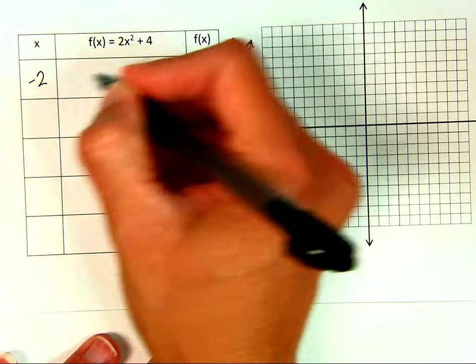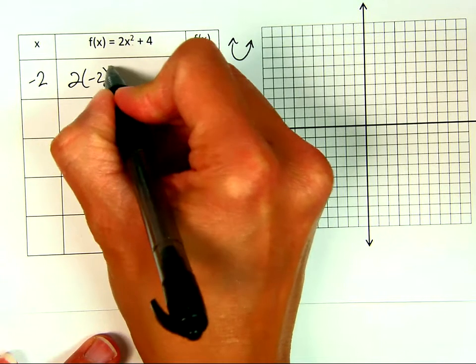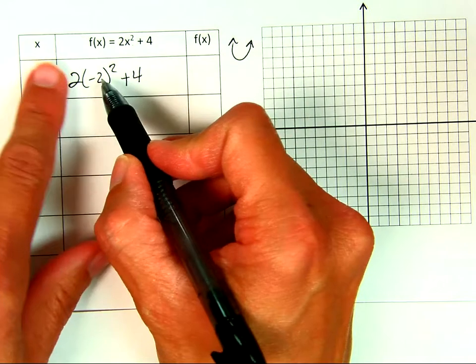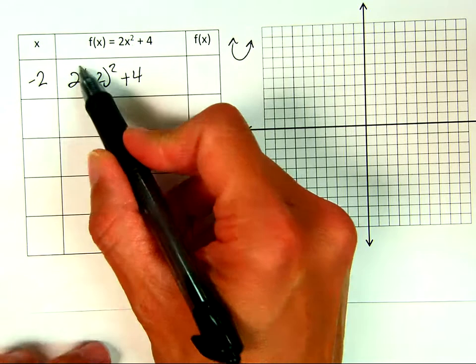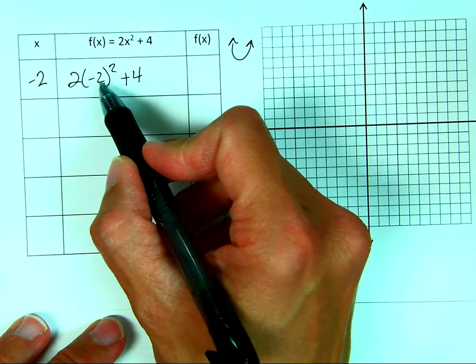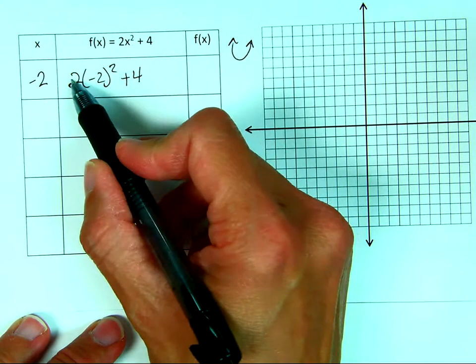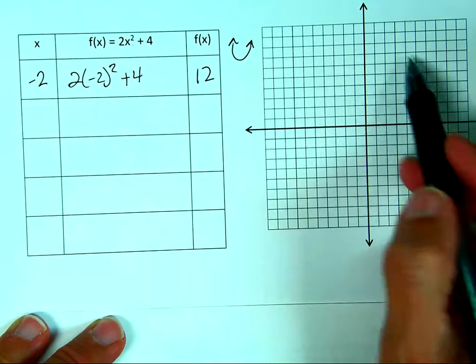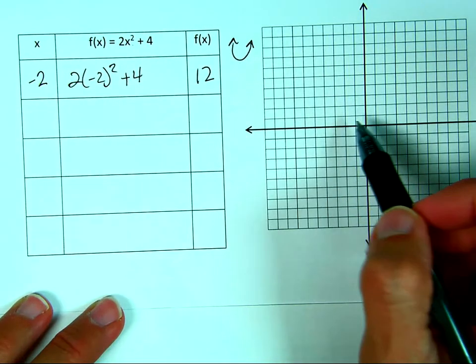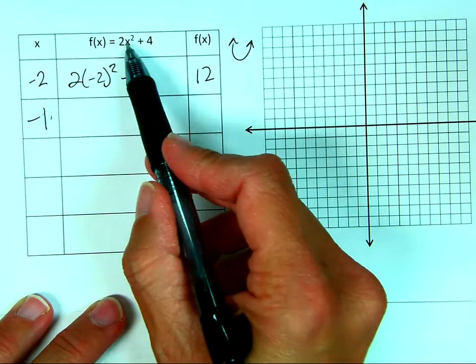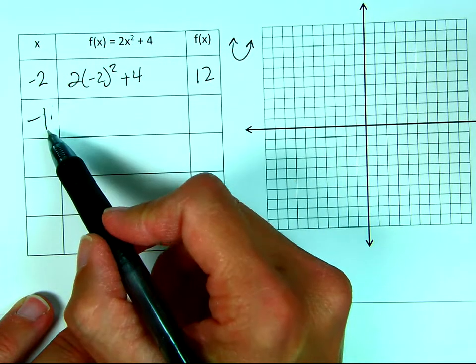If we start with a -2, and some people have a hard time with this, you have to square this part first. You got to ignore that 2 on the outside and square the -2. When you square the -2, -2 times -2 is 4, times 2 is 8, plus 4 is 12. So that's kind of off my grid. So I'm going to say, well, I better get a number that's not going to be as big when I square it. So I'm going to go down to -1.